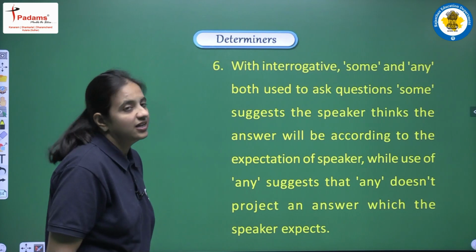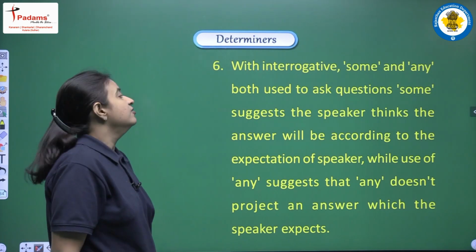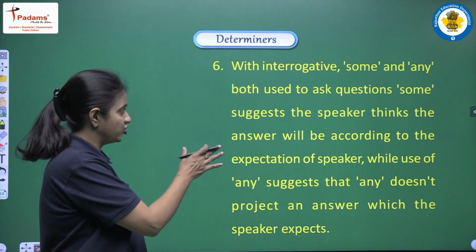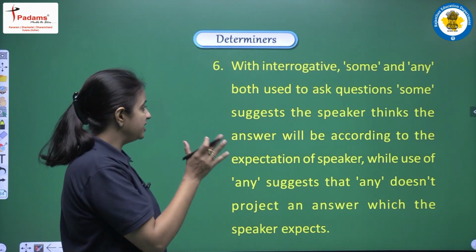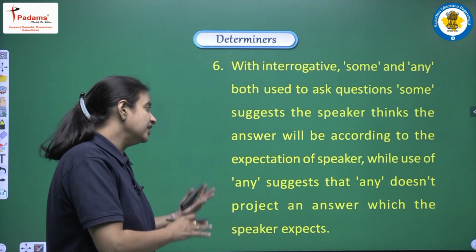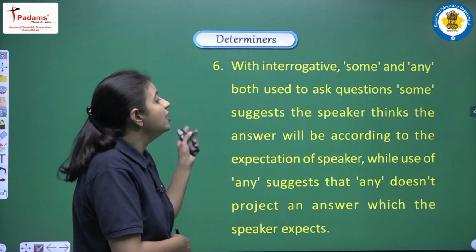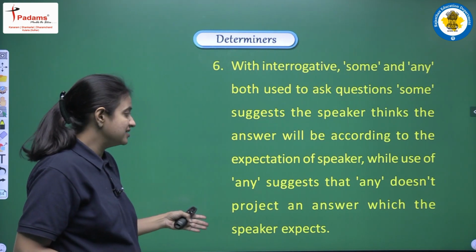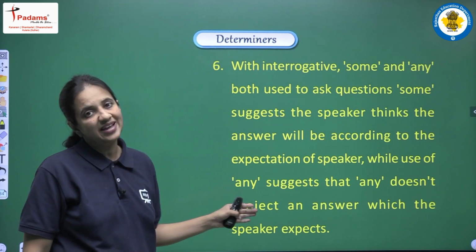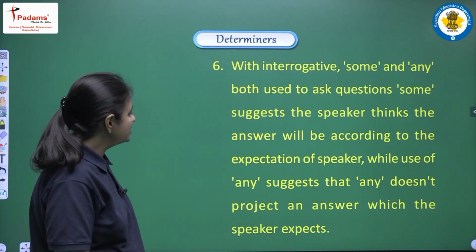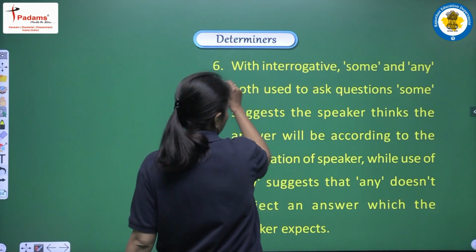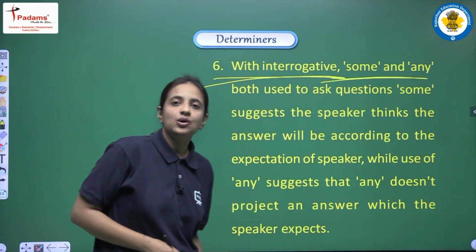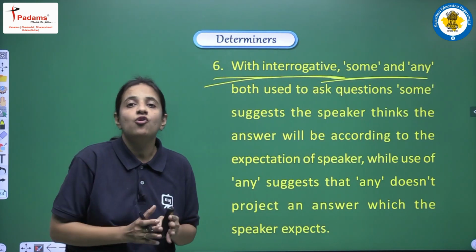Next, let's see the use of some and any. With interrogative, some and any both are used to ask questions. Some suggests the speaker thinks the answer will be according to the expectations of the speaker, while use of any suggests that it doesn't project an answer which the speaker expects. So here what does it mean? It means that if we are having an interrogative sentence, in that sentence some and any both are the words that can be used, but what is the difference?